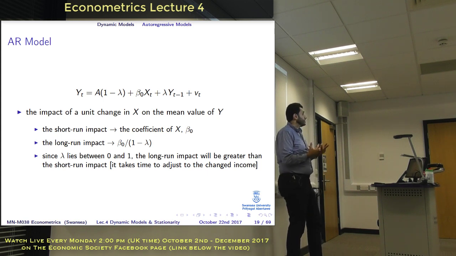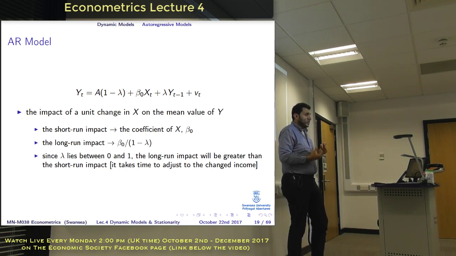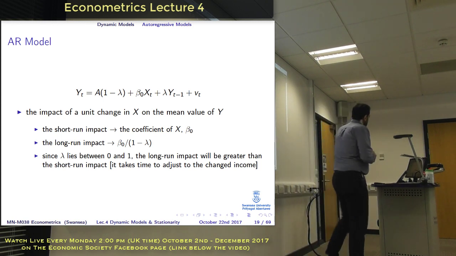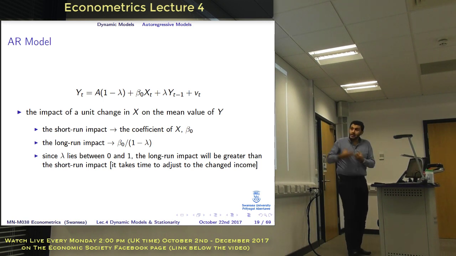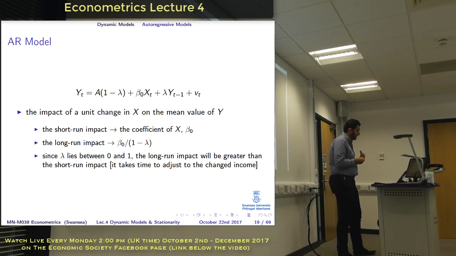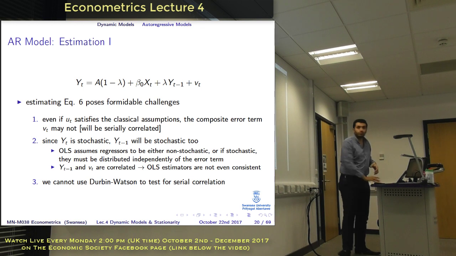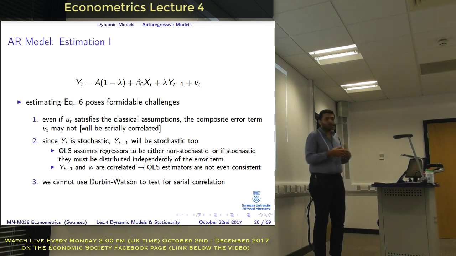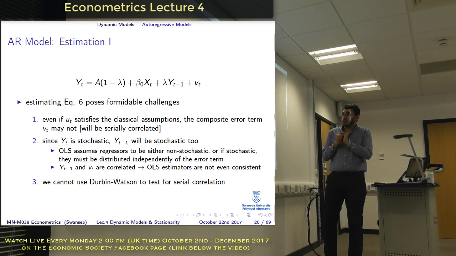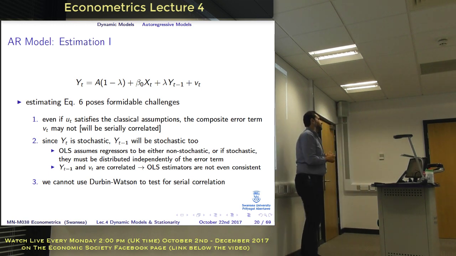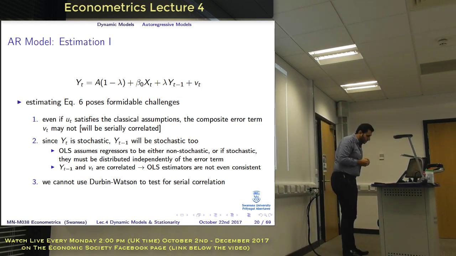The Koyck transformation transforms this distributed lag model, with an infinite number of parameters to be estimated, into another form, an autoregressive model, which has only 3 parameters to estimate. So again, we came to that point that we need to think of estimation, because that was the problem with the distributed lag model. We were thinking of how we will estimate this model. Again, this model has some challenges too when it comes to estimation.